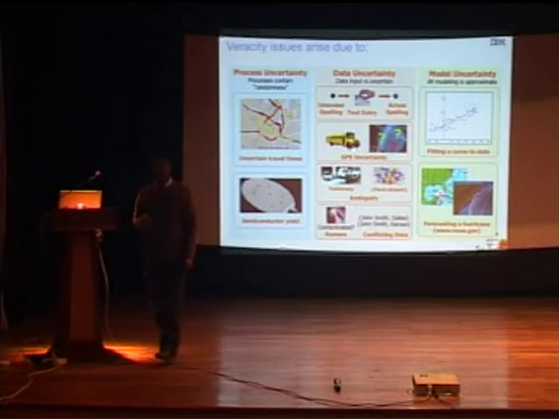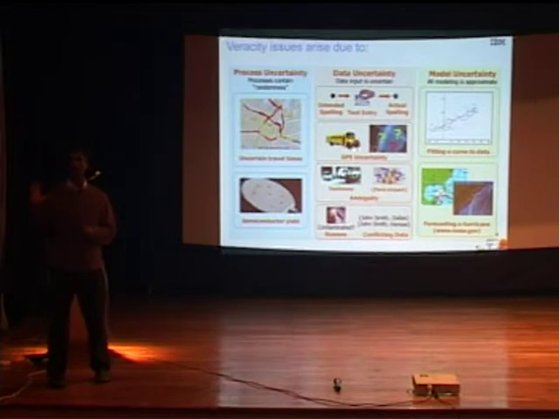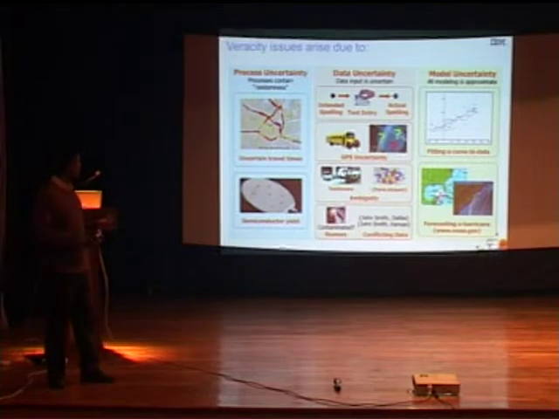Veracity arises from different processes. One is process uncertainty. If I ask you how much time it will take for me to go from ISI to the airport, you'll say maybe 20 minutes, maybe 30 minutes, maybe 40 minutes. You'll give me a range, right? So there is uncertainty in that process. There is a randomness associated with this process.